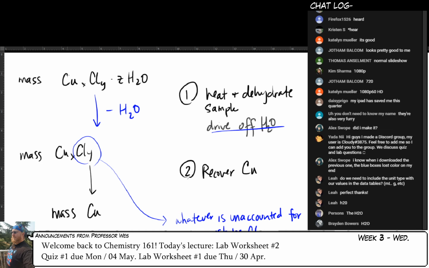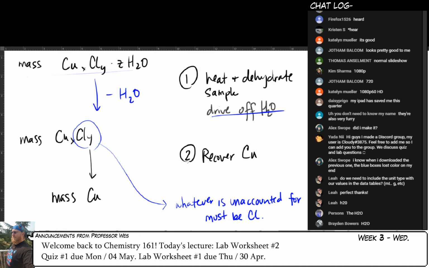So in other words, you're going to have a mass up here at the top. Oh, I went off the screen. I'm sorry. Hold on. In other words, you're going to have a mass on the top here. This is going to be the mass of your compound. Once you drive off the water, only this is left. And then once you recover the copper, whatever isn't accounted for must be chlorine.